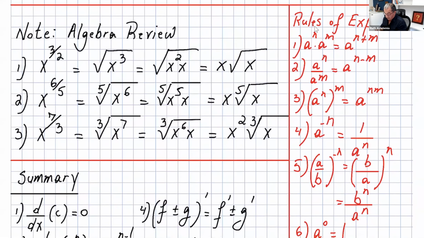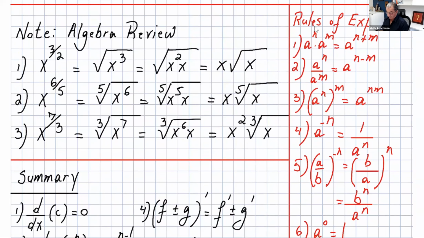Now I did some notes here for you from algebra, so let's go over those. If you have x to the power of 3 over 2, we know we can write that as square root of x cubed, but this can be simplified. Square root of x cubed is x squared times x. Take x squared out, it becomes x, so it's x square root of x. And try to remember that x to the power of 3 over 2 is always x times square root of x.